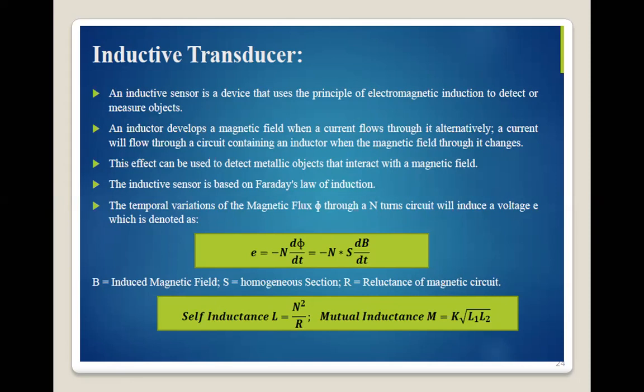Number of turns, and phi is the flux change, d phi by dt. That means they indicate the change in the flux with respect to time, and negative indicates Lenz's law. Using this principle, the formula of self inductance is L equal to N square by R, and for the mutual inductance, called M, is equal to K into root under L1 into L2, where K is called the coefficient of coupling.